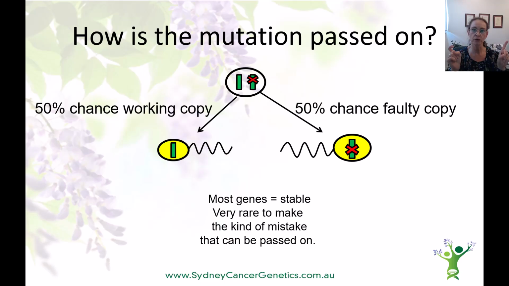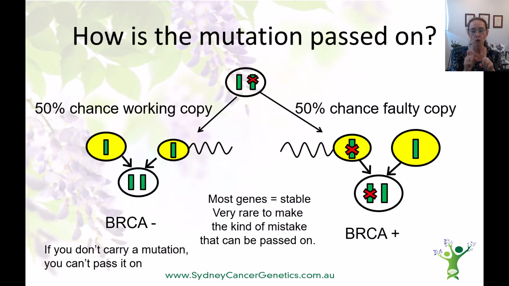On the other hand, if you inherit a mistake, if it's there when you're 1 cell, it will be in all your cells, and that means it'll be in the cells you use when you make an egg or make a sperm. At that point, you have to split the pair. And that's why for these sorts of genes, where one mistake's enough to put you at risk, it will be 50-50 for each child. 50-50 that they have inherited that genetic change, 50-50 that they haven't. As we said, usually this has nothing to do with the sex chromosomes, so boy, girl, it doesn't matter.